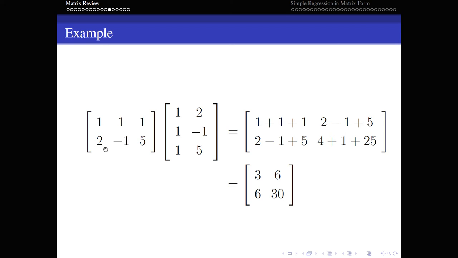Notice, incidentally, how these are transposes of one another. If I took the bottom left-hand entry and flipped it over to the top right, I would turn this first matrix into the second matrix. So this is kind of like X transpose X, or X X transpose.